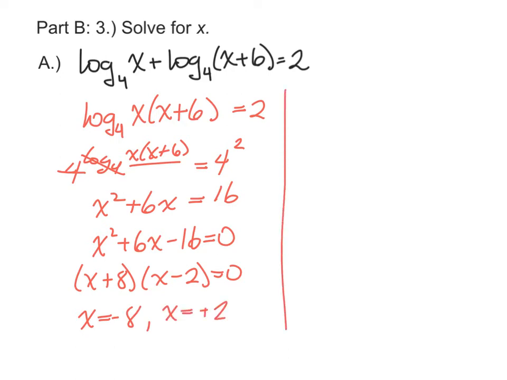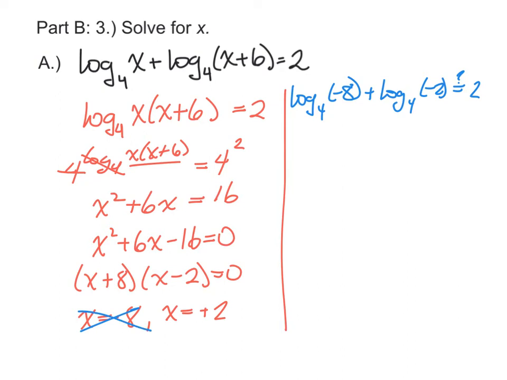But right in the directions, it says to make sure you check for extraneous solutions. And with logarithms, we've got to make sure that we're not going to try and take the log of any negative number. So when I start checking the solutions, I'm going to just take that first x and plug it into the original equation. So log base 4 of negative 8 plus log base 4 of negative 8 plus 6, which is negative 2. And does that equal 2? Well, you try and type that in your calculator and you're going to get a big old error because you're trying to take the log of a negative number. So x equals negative 8 is not a solution.